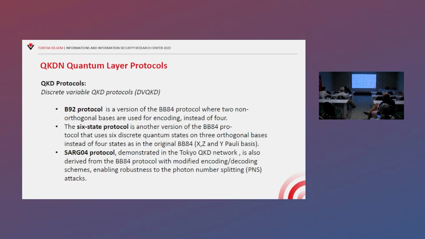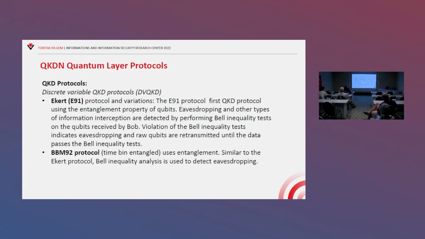Like, for instance, in the B92 version of the BB84 protocol, instead of 4 non-orthogonal bases, it would be possible to use 2 non-orthogonal bases. Or in the case of the 6-state protocol, as we remember, the Bloch sphere that we have seen at the beginning of the talk has 6 antipodal locations. So it's possible to use all these 6 states, instead of 4 states, to transmit information at a higher rate. And there are other versions, like SARG04, that's implemented in the Tokyo quantum key distribution network, that would eliminate attacks based on photon number splitting, PNS attacks. So there are all versions of this particular protocol.